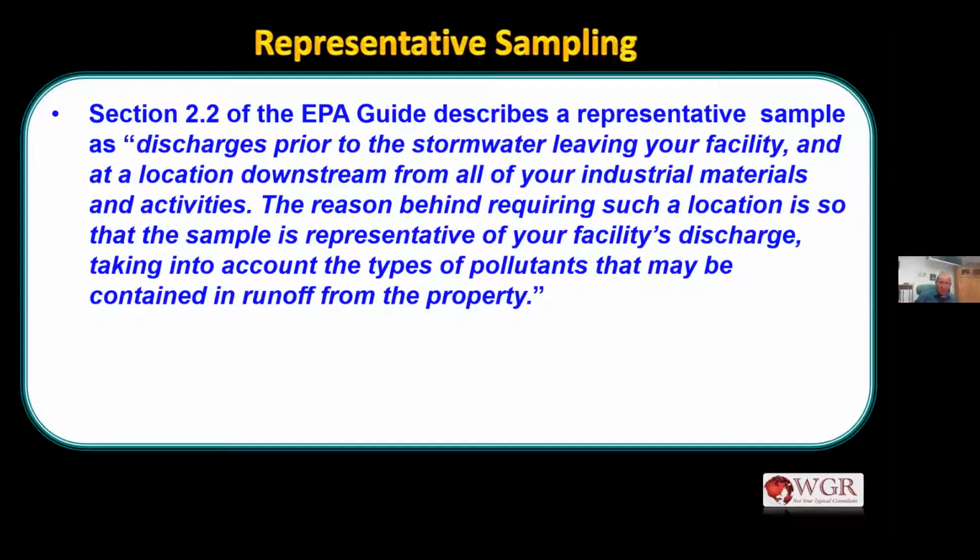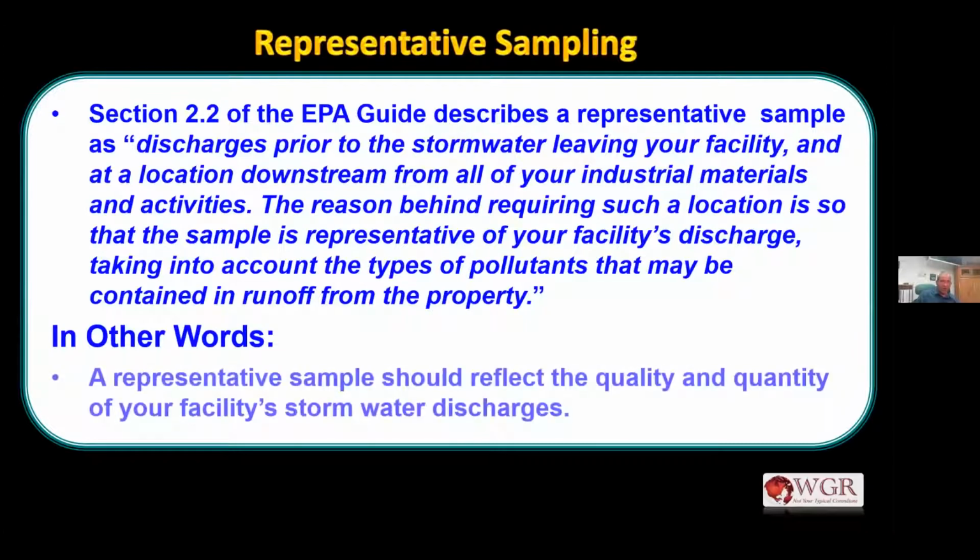Section 2.2 of the EPA guidance describes a representative sample as discharges prior to stormwater leaving your facility and at a location downstream from all your industrial material activities. The reason behind requiring such a location is that the sample is representative of your facility's discharge, taking into account the types of pollutants and so forth. So let's do it in English, shall we? A representative sample should reflect the quality and quantity of your facility's stormwater discharge. Okay, I think I like my definition a little bit better because it's not nearly as complicated. Last place that water leaves, and it represents what is leaving your property.